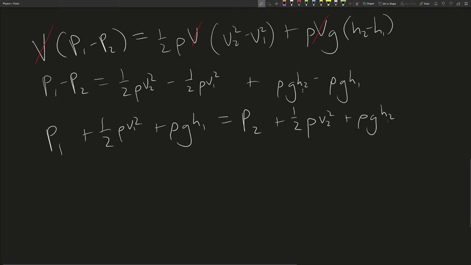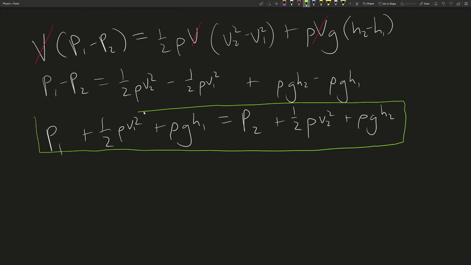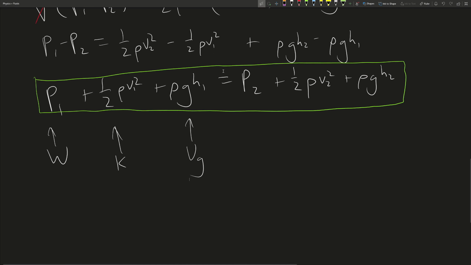So this is Bernoulli's equation, and this is probably the single most important equation in fluid dynamics. And it describes conservation of energy. So this term is related to the work done. This term is related to kinetic energy, and this term is related to gravitational potential energy. Now, another way we can write this is pressure plus the kinetic energy.